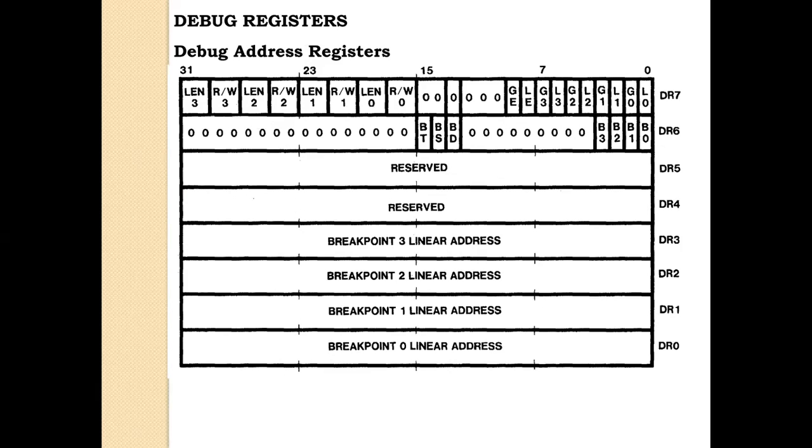The debug registers, as shown in the figure, are DR0, DR1, DR2, DR3, DR4, DR5, DR6, DR7. These are the debug registers which are used for various purposes.